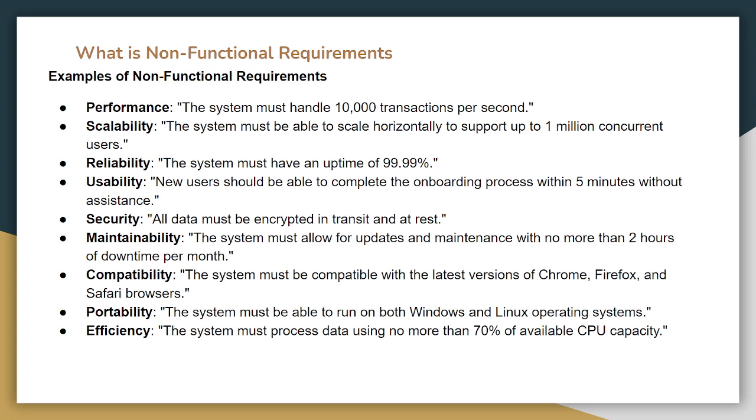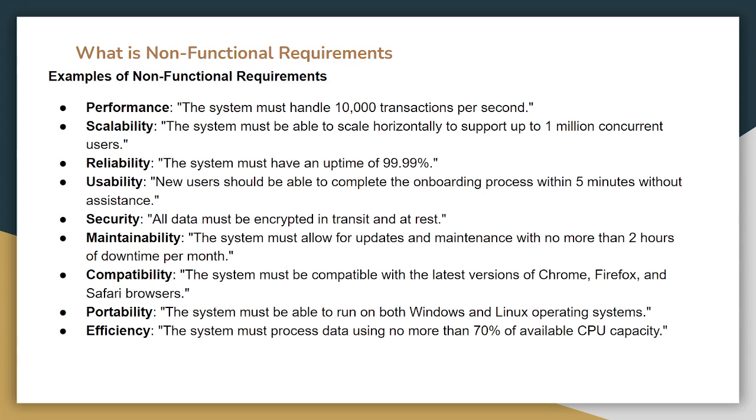Next is reliability. Availability is a criterion for checking reliability, meaning the portion of time the system is operational and accessible. The system must have an uptime of 99.99%. We also need to check the mean time between failures, the average time between system failures, and the average time taken to repair the system after a failure.